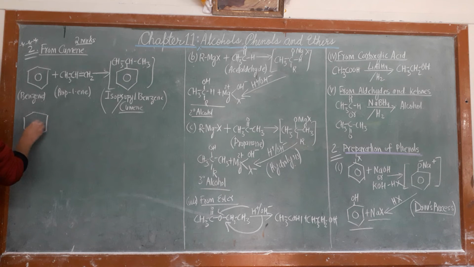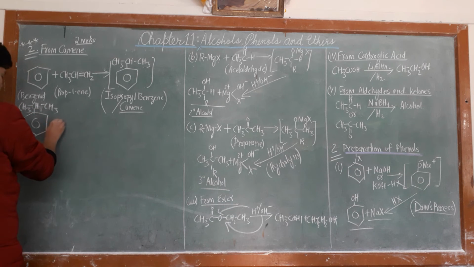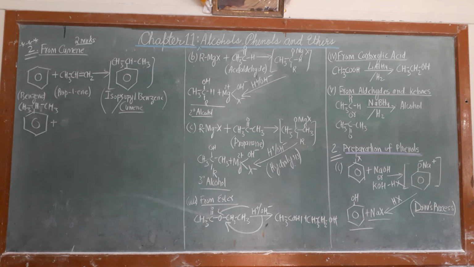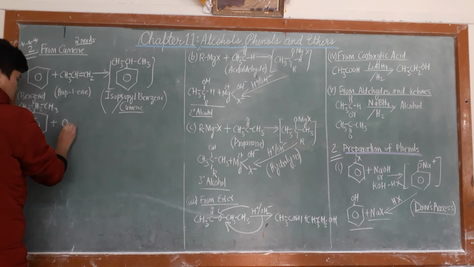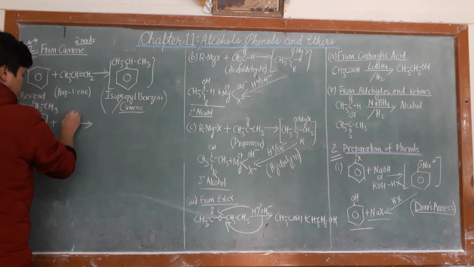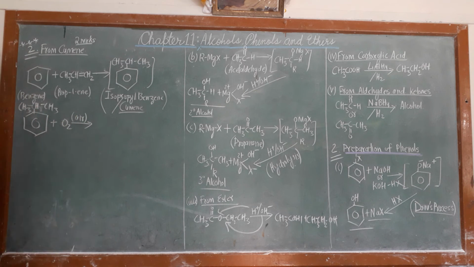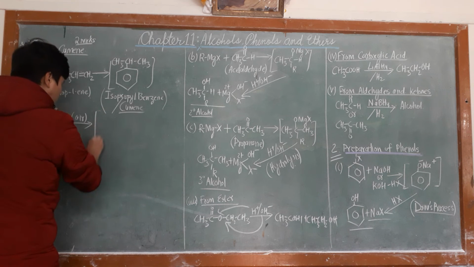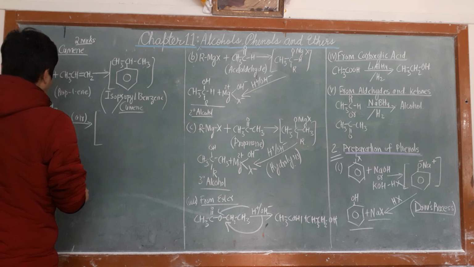Now, what you have to do first is take that cumene. Okay, take that chemical compound, that is your cumene, with CH3 and CH3 on the carbon attached to the benzene ring. You have to react this with oxygen. Now oxygen will react with it and form an intermediate.